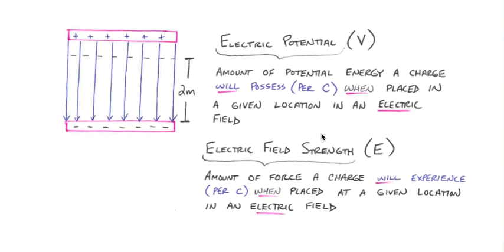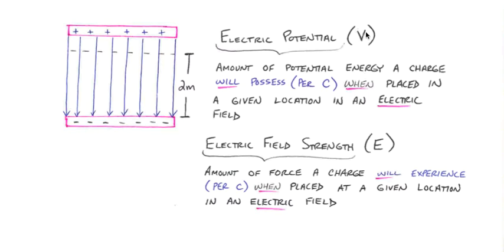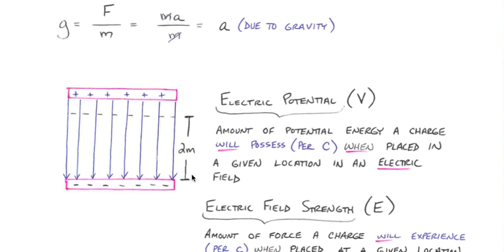So the electric potential, which we usually represent with a capital V, because it really stands for voltage, which we'll get to in more detail later, is really the amount of potential energy a charge will possess per coulomb when placed at a given location in a field. So it's no different than the gravitational potential, except we're not talking about masses, we're talking about charges. That is it. The definition is exactly the same other than the charge and the fact that we use the unit of charge. Electric field strength, same thing.